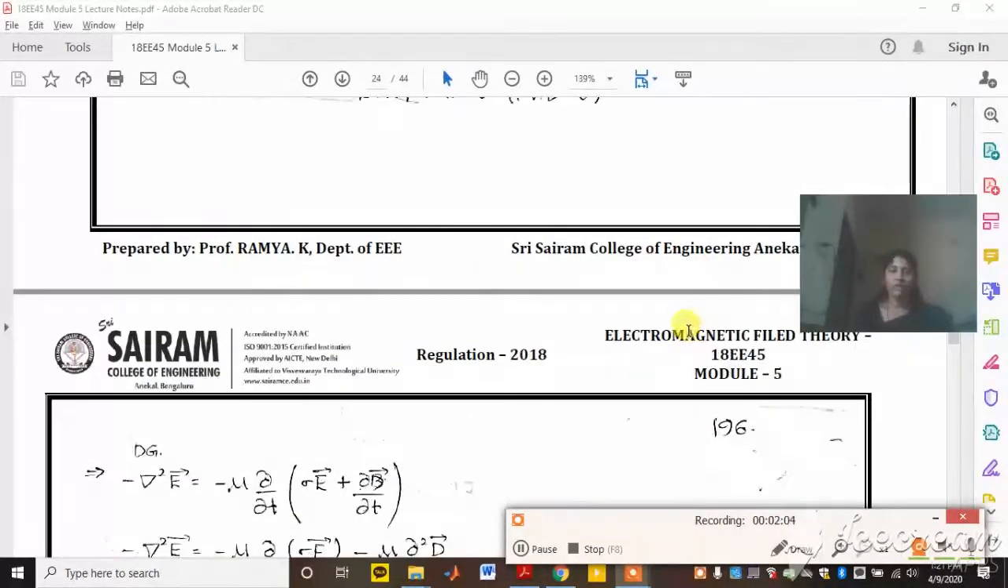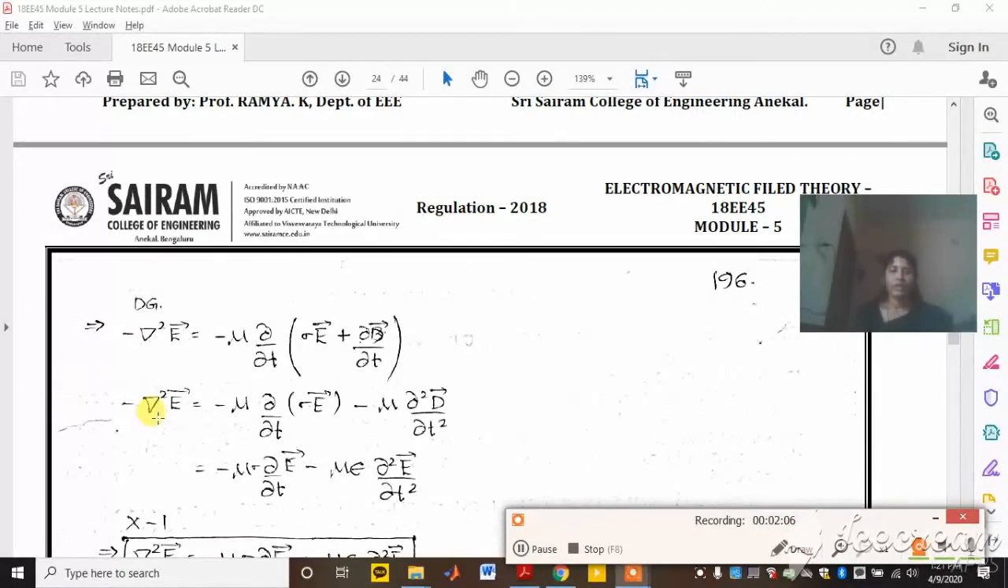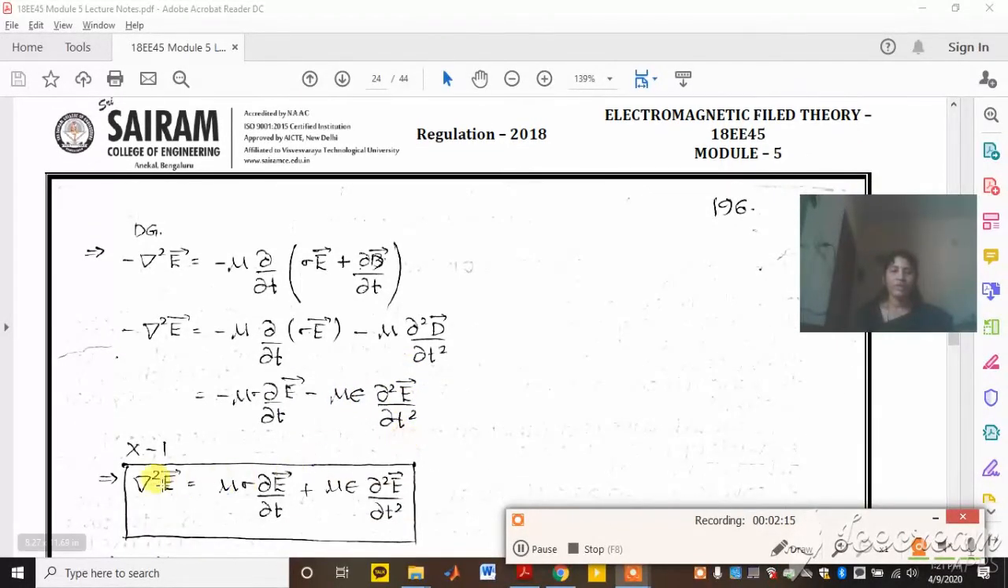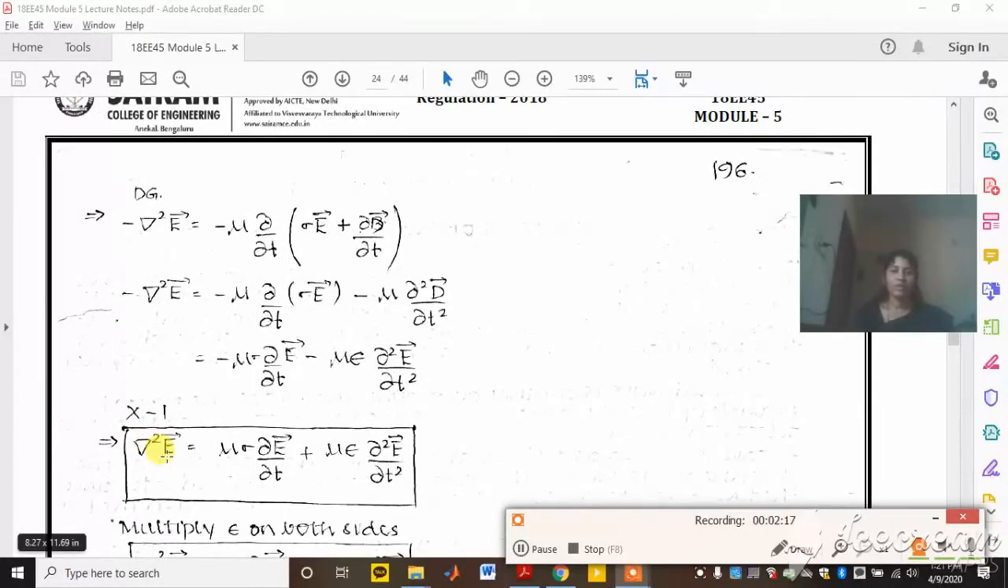After solving, you will get del square E is equal to minus mu dou E divided by dou t minus mu epsilon dou square E divided by dou t square. So in general, I will get del square E is equal to mu sigma dou E by dou t plus mu epsilon dou square E divided by dou t square. This is your wave propagation equation in terms of electric field intensity E.